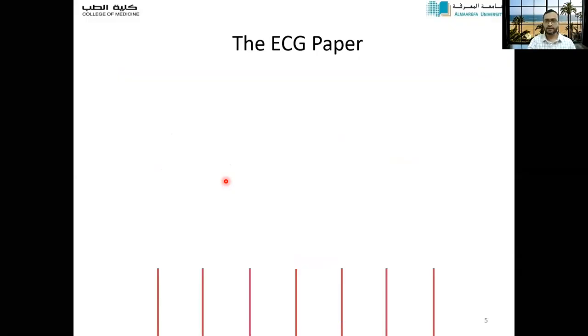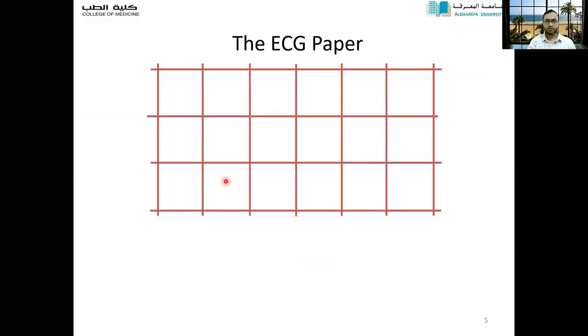Before proceeding to read the ECG, you should know some basic concepts about the ECG paper also. If you have not seen it, you might have seen similar paper in school when drawing graphs in physics and maths.